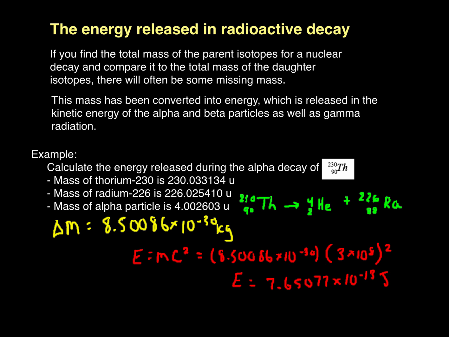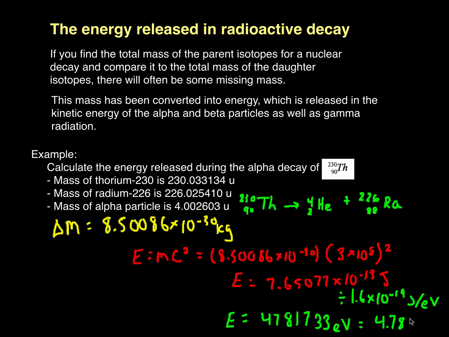It's good to convert very small amounts of energy into electron volts. To do this, we divide by 1.6 times 10 to the negative 19 joules per electron volt, which gives us an energy equal to 4781733 electron volts, which is 4.78 mega electron volts.